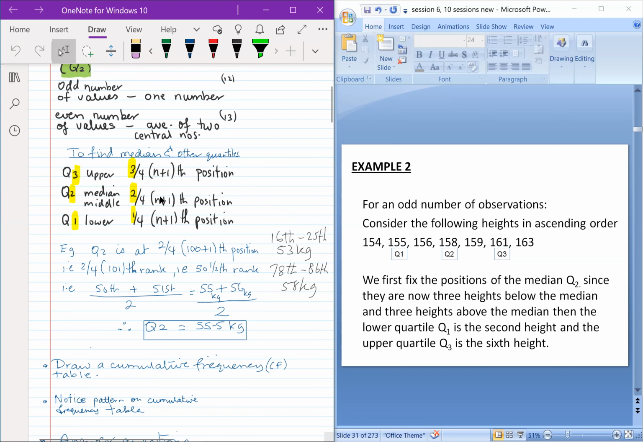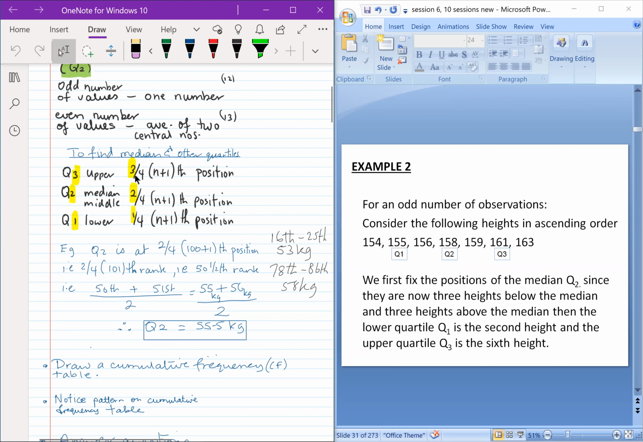Q2 would be found by using this formula. n is 7, so 7 plus 1 is 8. 2 over 4, or half of 8, is 4. So Q2 will be in the fourth position, or fourth rank. 1, 2, 3, 4. And that coincides with what we got.